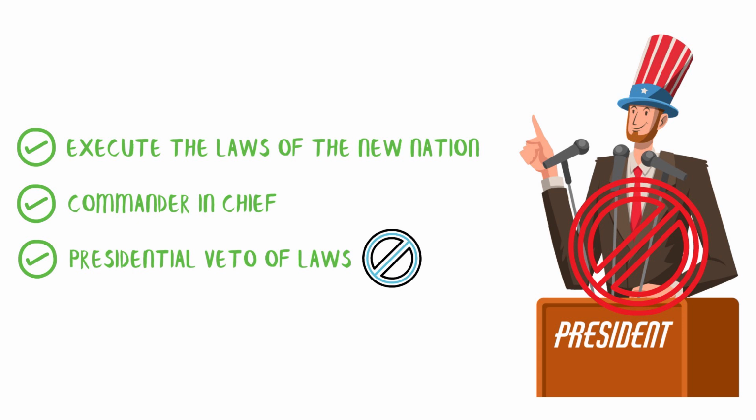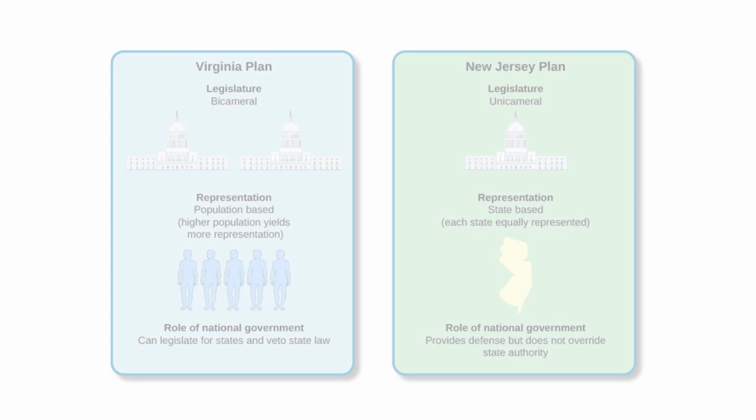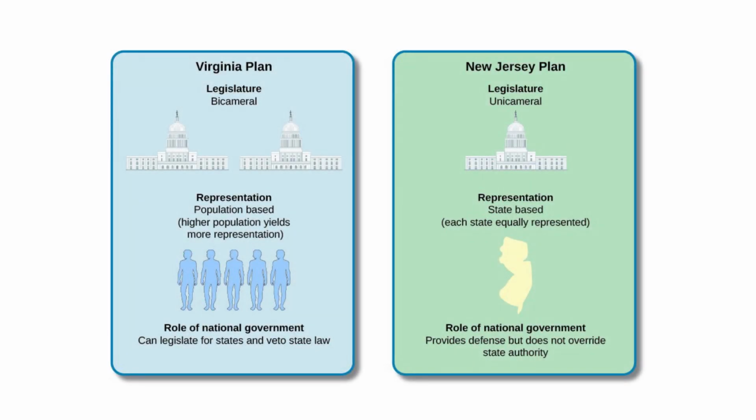Article 2, Section 4. Establishing the legislative branch involved a number of compromises. One concerned the matter of representation. Madison proposed what was known as the Virginia Plan, under which each state would be apportioned representation in the legislature on the basis of population.